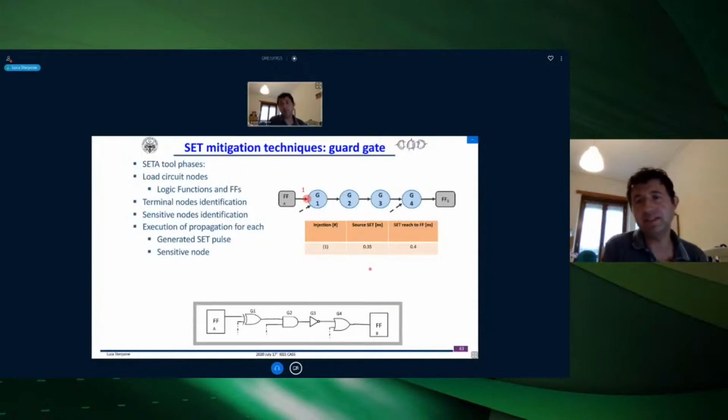This means that during the propagation, the transient will change. So you will have a source SET with a given shape. Here it is an example, 0.35 nanosecond. And this you will propagate up to 0.4. So during the propagation, it changes the result of your circuit.